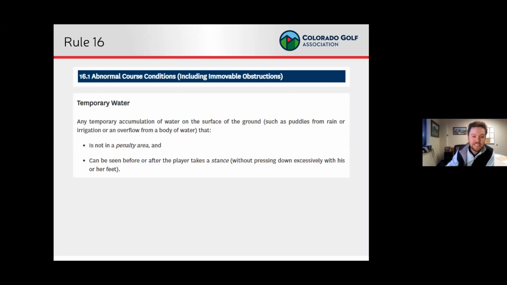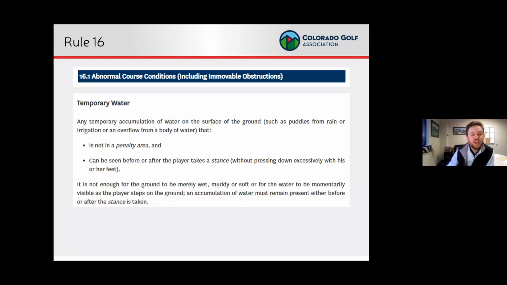And it can be seen before or after the player takes a stance. And this says without pressing down excessively with his or her feet. And it goes on to add to that. It says it is not enough for the ground to merely be wet, muddy or soft, or for the water to be momentarily visible as the player steps on the ground. An accumulation of water must remain present either before or after the stance is taken.